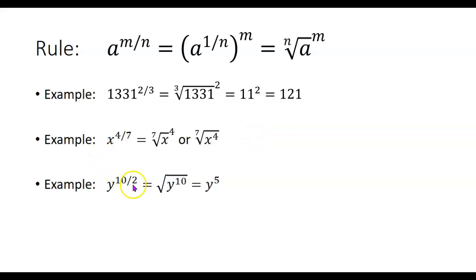Y to the 10 over 2 power is the same as the 2nd root, the square root of y to the 10th power. But from what we talked about last time, the square root of y to the 10th power would be y to the 5th power. And since 10 over 2 is just 5, it makes sense that y to the 10 over 2 power would be equal to y to the 5 power.